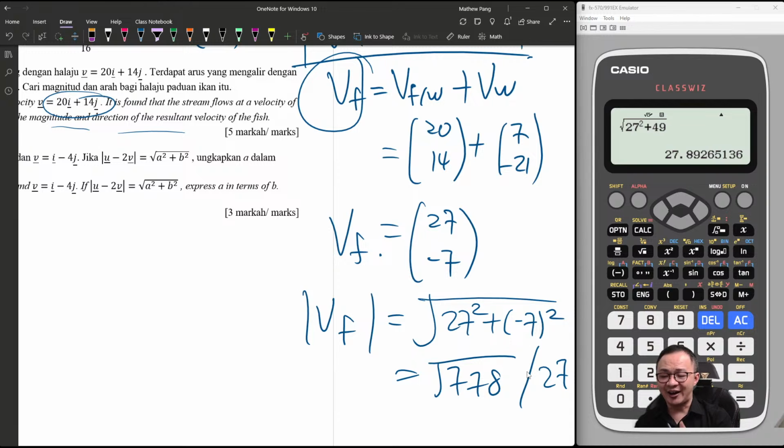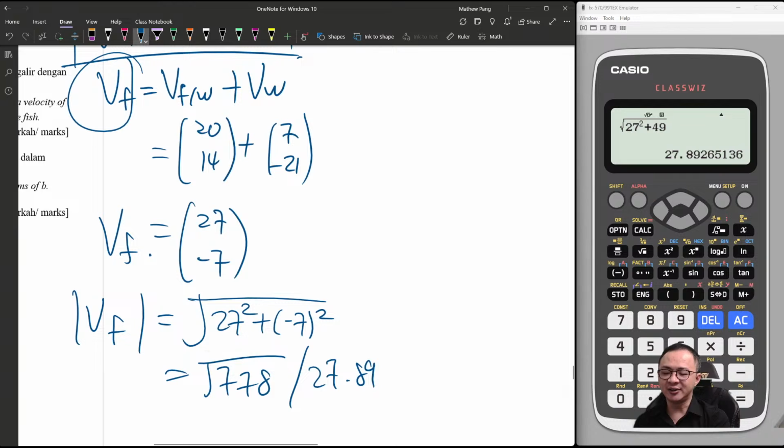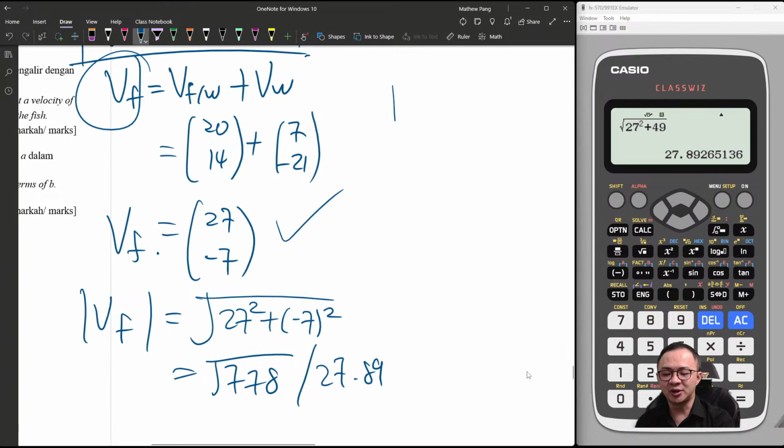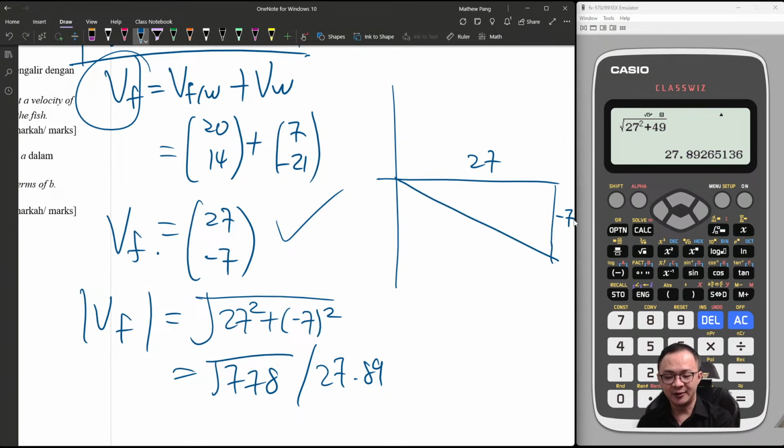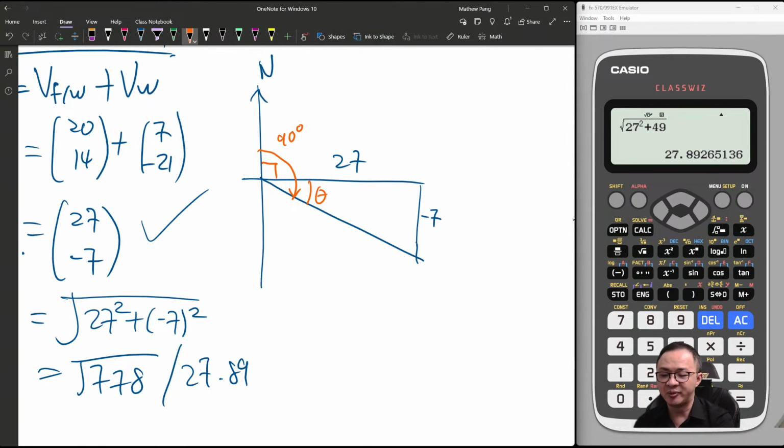Alright, but then they want a direction. Direction is a bit tricky. For the direction, basically, you want to find the bearing. So luckily we have the vector. So vector can easily help us to draw the triangle. Because you can imagine mine is like 27, minus 7, right? In this part. The y-axis is always the north. So my angle should be from the north all the way coming down like this. So I will find this theta first, and then I will add 90 degrees on top here. Cool? If you get the idea, then it's a bonus mark.